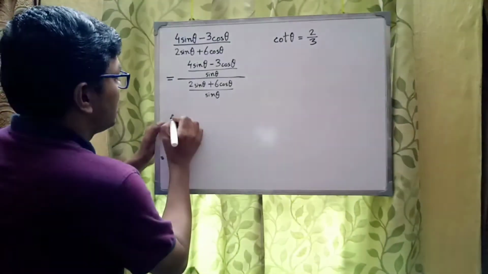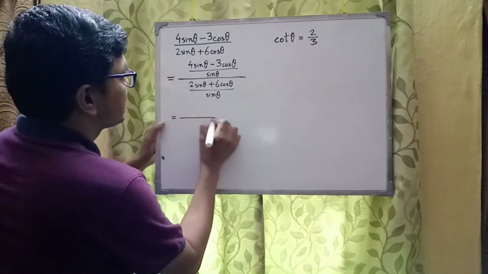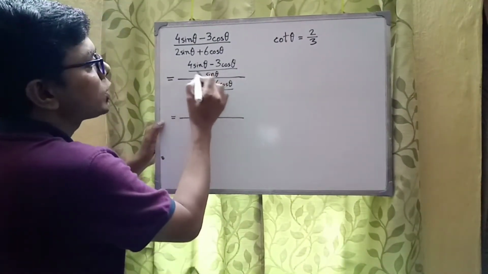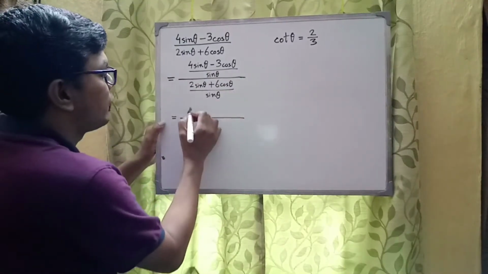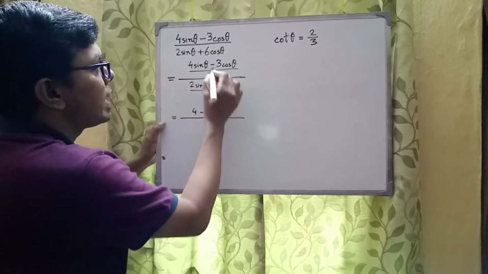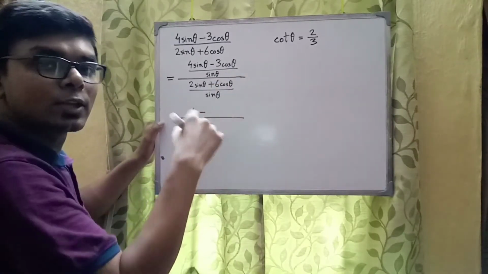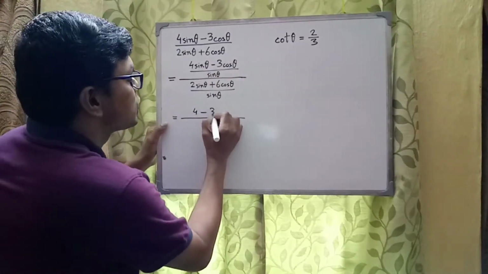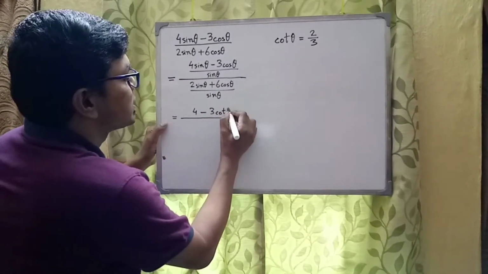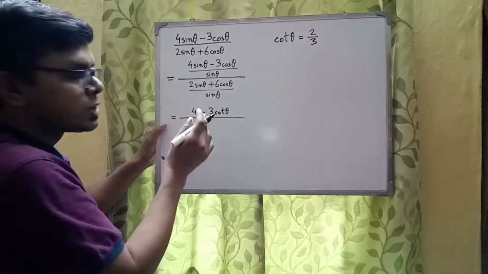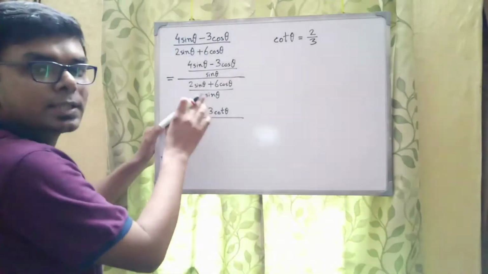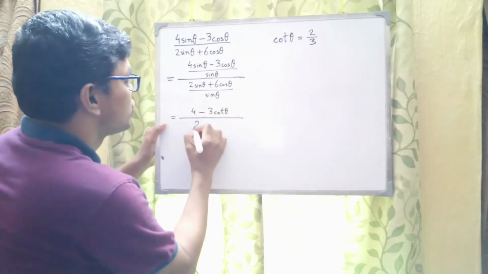So this gives us 4 sin theta by sin theta, which is only 4, and then we have 3 cos theta by sin theta. Now cos theta by sin theta is actually cot theta, so it is 3 into cot theta. Similarly in the denominator, 2 sin theta by sin theta: sin theta and sin theta cancel out, so we are left with only 2.